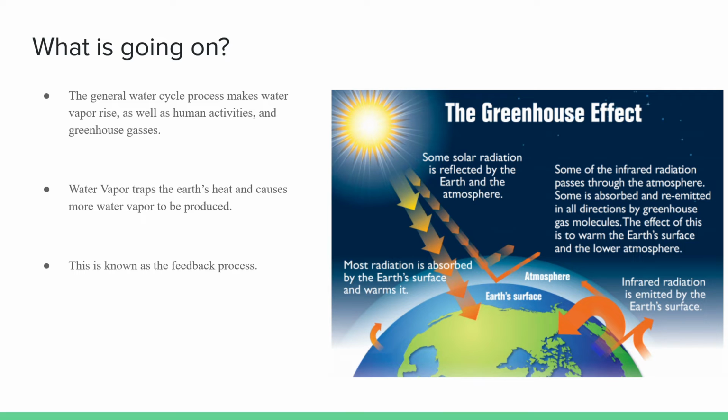Water vapor traps the air's heat and causes more water vapor to be produced. This is known as the feedback process. And to your right, you will see how the sun provides some radiation and the heat is absorbed through the greenhouse gases, just like water vapor itself.